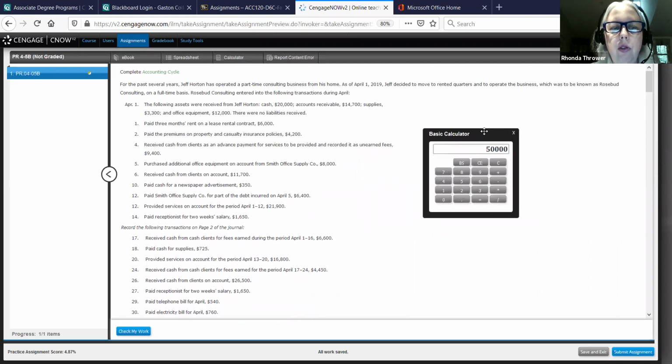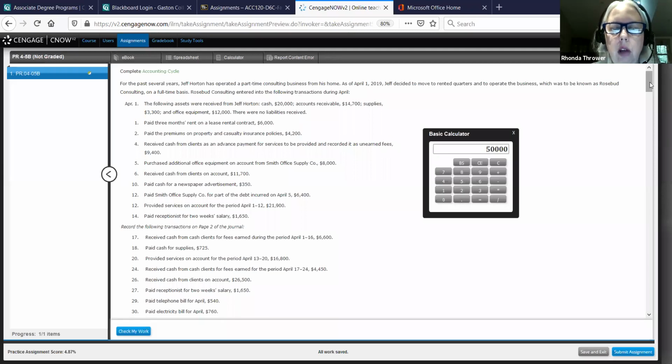The second transaction was also for April the 1st. In this transaction, they paid 3 months rent on a lease rental contract. Now, when you pay rent in advance, it's what we call prepaid rent. So because we paid 3 months rent in advance, we're going to debit our prepaid rent for $6,000.